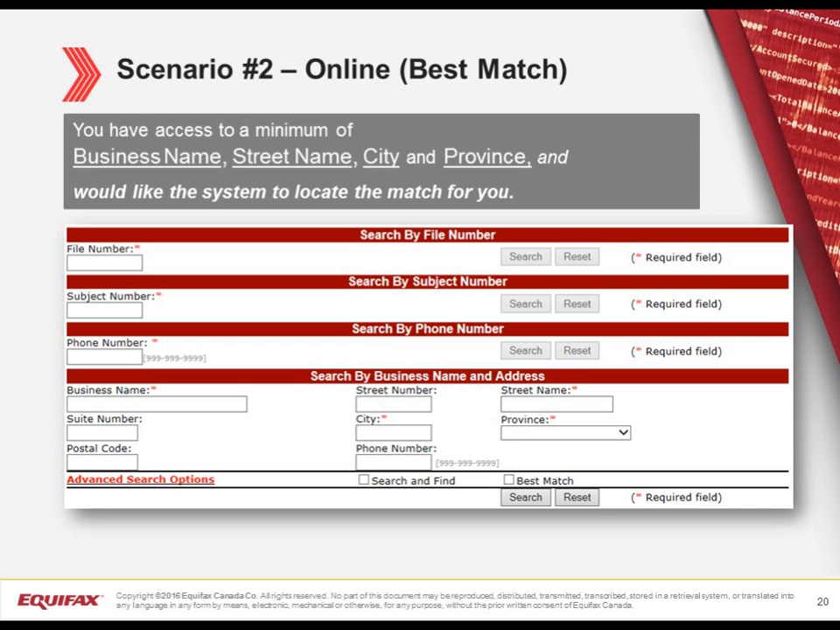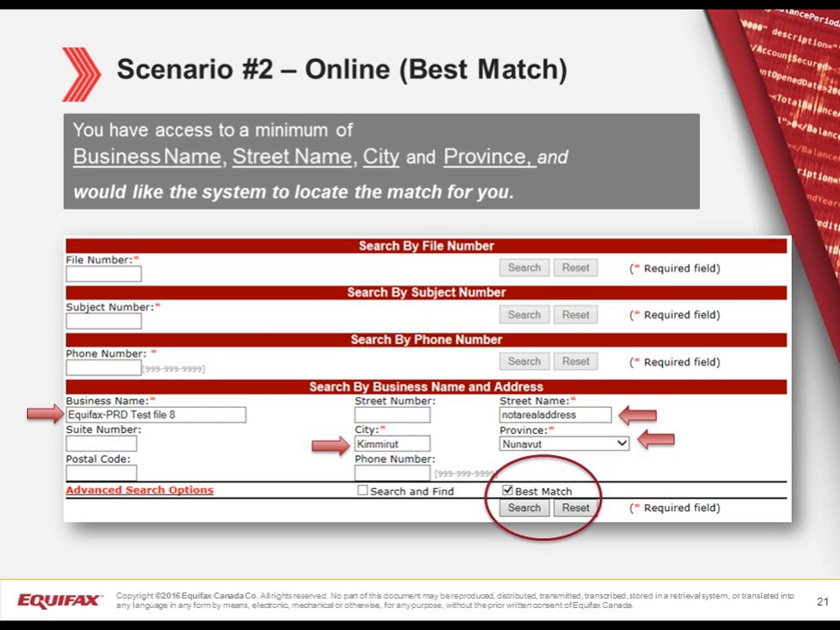Back to the default search screen. What is different in this step compared to the generic search is the fact that you'll be selecting the best match box that is located in the bottom of the screen. Just like the default search, same minimum inputs apply: business name, street name, city, and province. For the sake of simplicity, we'll input the same name values as we did in the first scenario, but have the best match box selected. We'll hit search and see what happens.